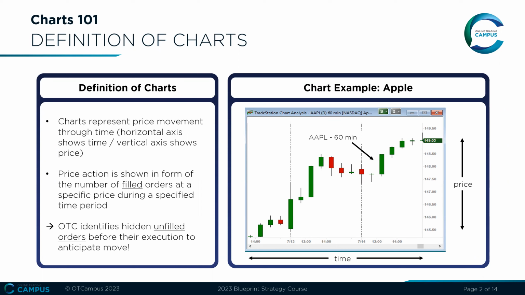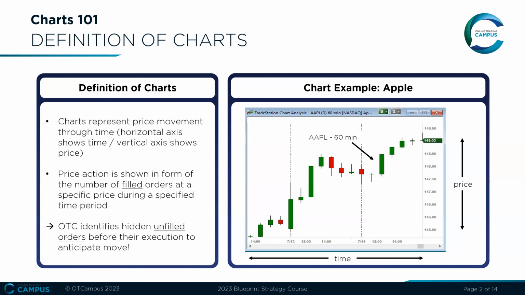A price chart usually has one horizontal axis and one vertical axis, and the horizontal axis shows time and the vertical axis shows price. So we move through time from left to right, with the further you look to the left, the more historic data you would be fetching. So left is the past and right is the present.